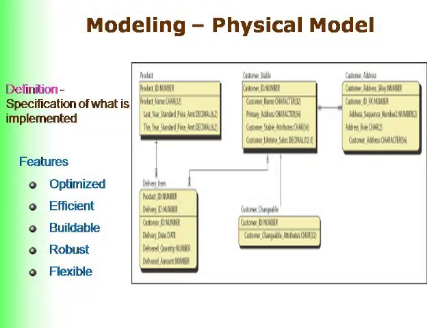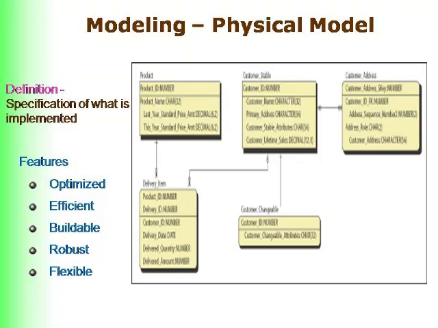Whenever you convert the logical model into a physical model, we always translate the specification of what is implemented. That means whatever logical representation we identified is translated in the form of a specification ready for implementation. The main features used while translating are optimization, efficiency, buildable, robust and flexible.